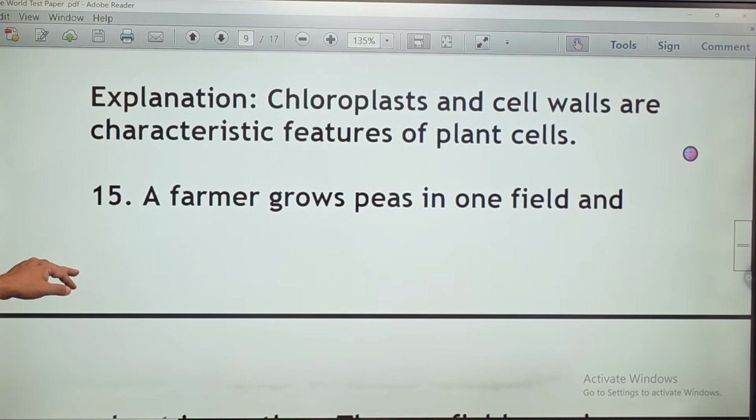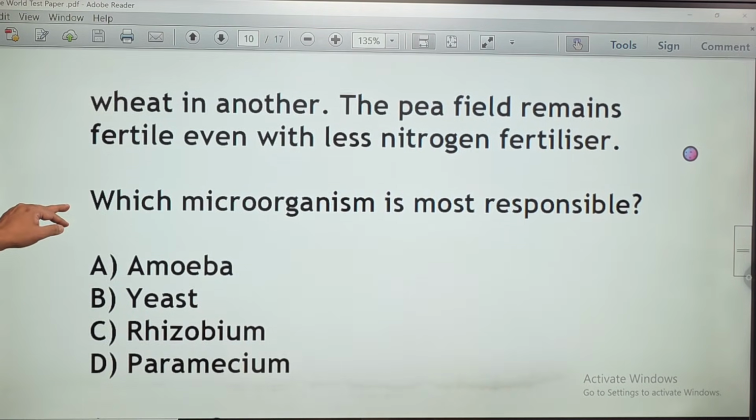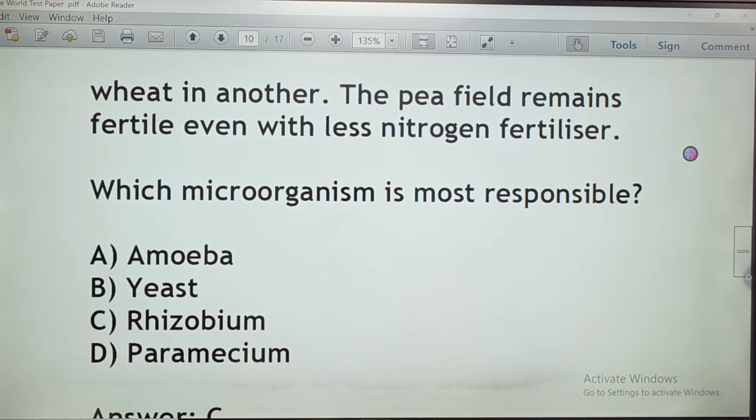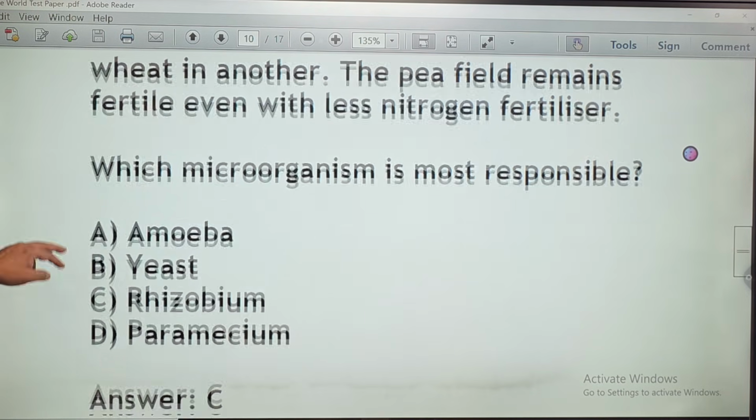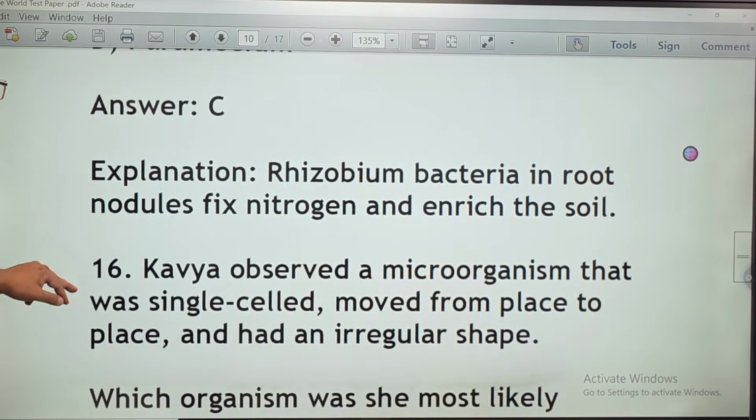A farmer grows peas, as in mutton, in one field and wheat in another. The pea field remains fertile even with less nitrogen fertilizer. Which microorganism is most responsible? Amoeba, yeast, rhizobium, or paramecium? Correct answer is rhizobium. In root nodules, it fixes nitrogen and enriches the soil.